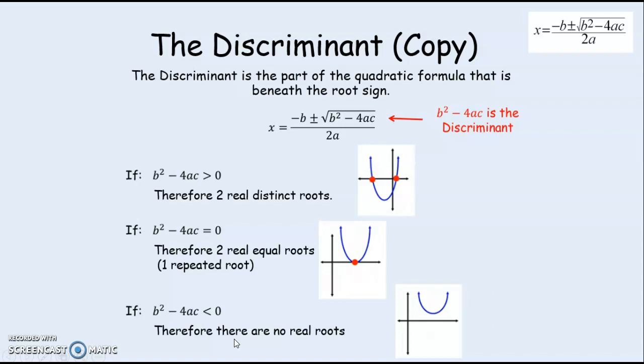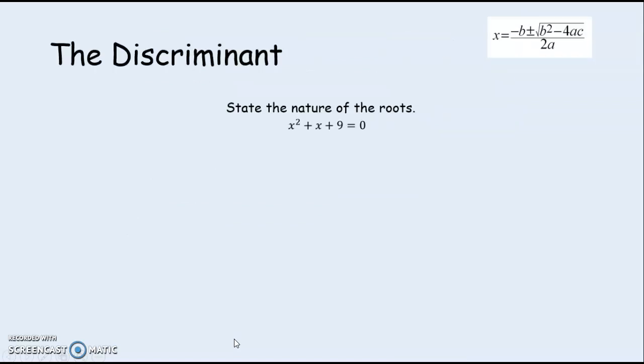So let's look at an example. Here, you may wish to pause the video and give this question a try. So we want to state the nature of the roots. So we have x squared plus x plus 9 equals 0. I don't want to solve, I don't want to know what x is, I just want to know the nature. So I'm going to identify my a, my b, and my c. And I'm going to substitute it into my discriminant, which is just b squared minus 4ac.